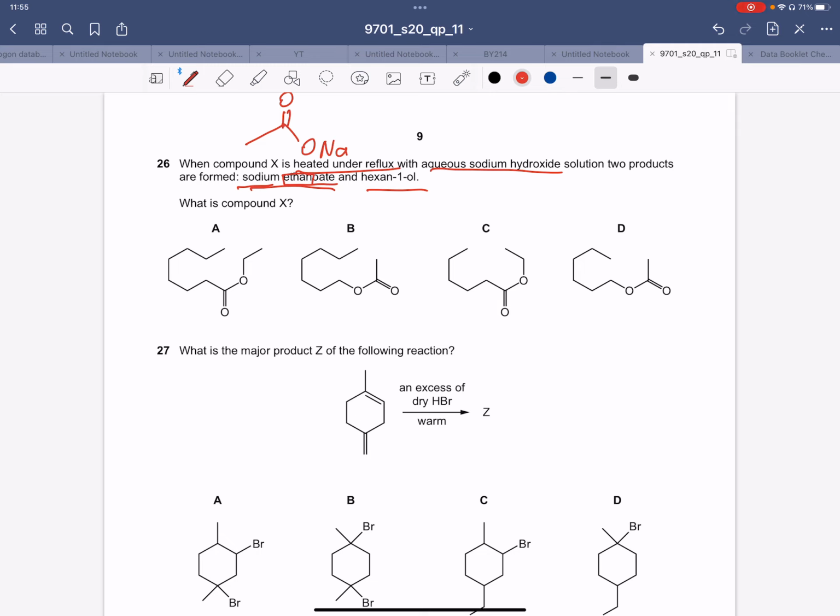And that is an easy way to help you remember how to draw those out. And it also says you form hexan-1-ol, which is pretty straightforward. That's hexane: 1, 2, 3, 4, 5, 6, and then 1-ol. So that's what it looks like. And treating it with aqueous sodium hydroxide basically means you're hydrolyzing a bond. So if you look in the answer choices, all of these are esters. And if you hydrolyze it with sodium hydroxide, you split it along this bond right there, which is how you get the OH from this, and the ONa from that.